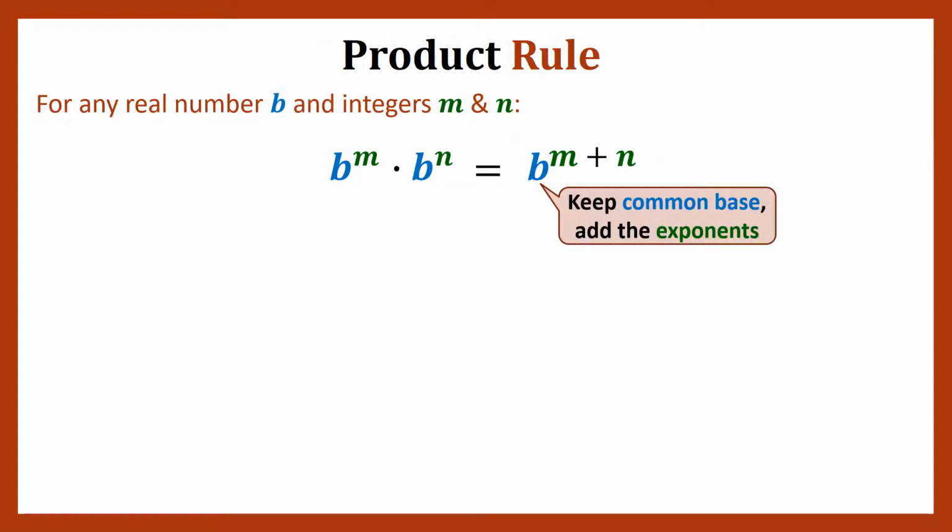In other words, when you have a product of two bases, you keep the same common base and you add the exponents. And this is the product rule.